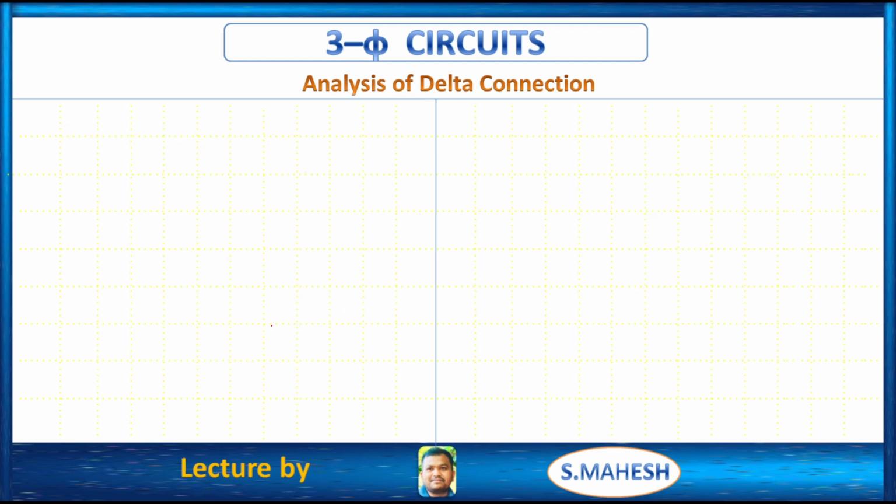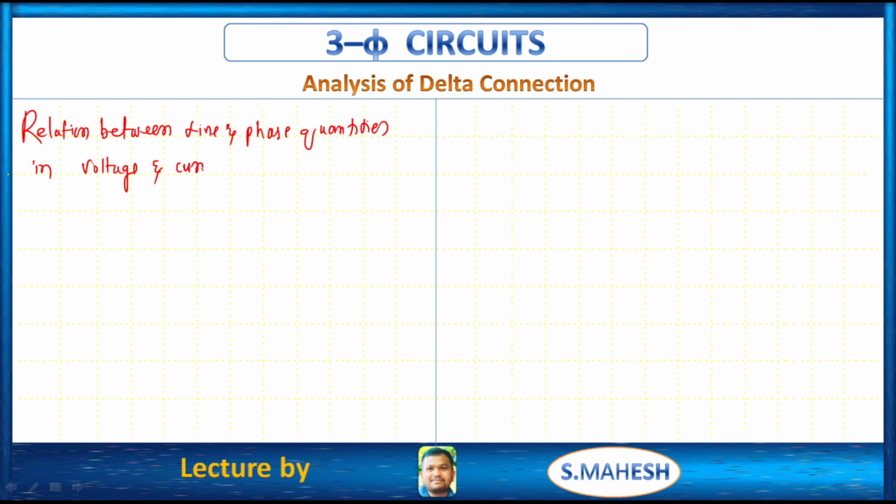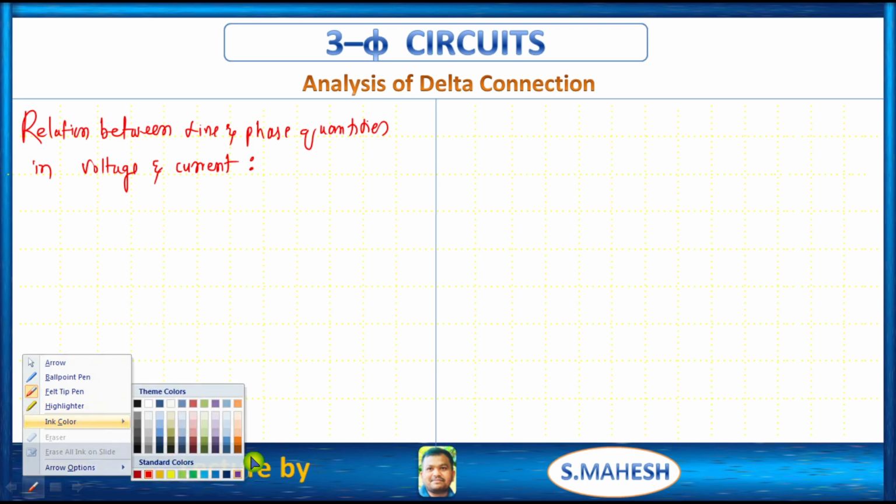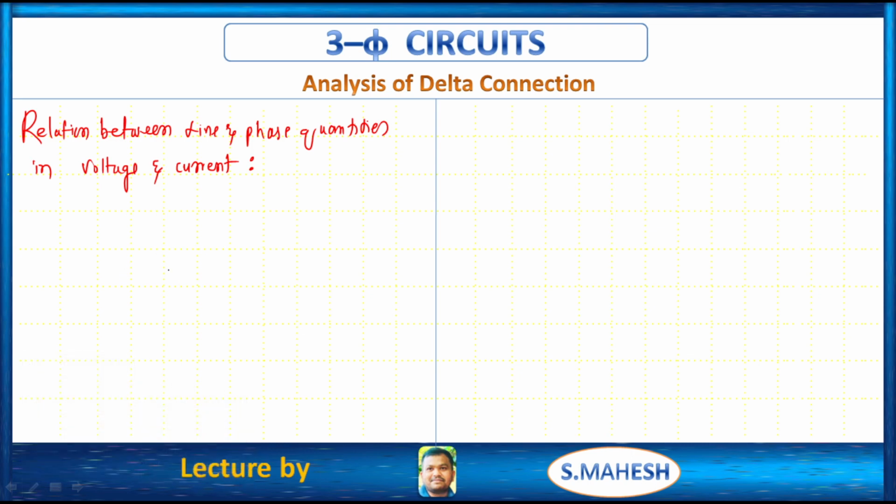Okay. Next we have to get the relation between line and phase quantities in voltage and current. This is very important. Okay. Before that, first we have to draw the connection diagram.